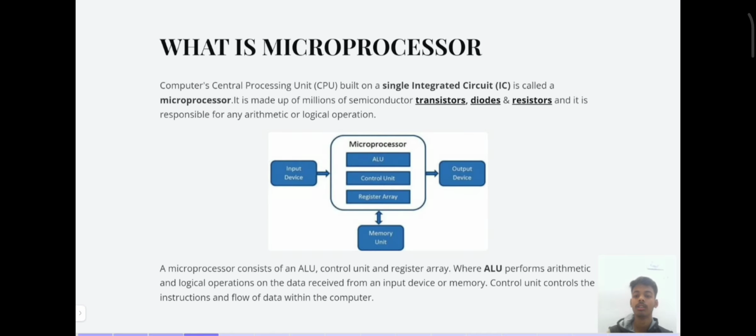Moving on. What is a microprocessor? A microprocessor is basically a CPU which is built on a single integrated circuit, that is IC. It is made up of millions of semiconductor transistors, diodes and resistors, and it is responsible for any arithmetical and logical operations. Below you can see a block diagram of a microprocessor which consists of ALU, control unit and register array, where the ALU performs arithmetical and logical operations, and the control unit controls the instructions and flow of data within the computer.